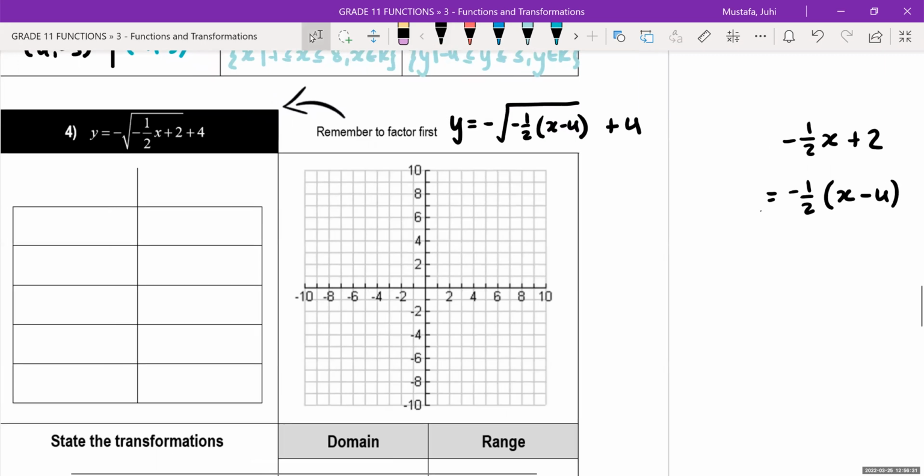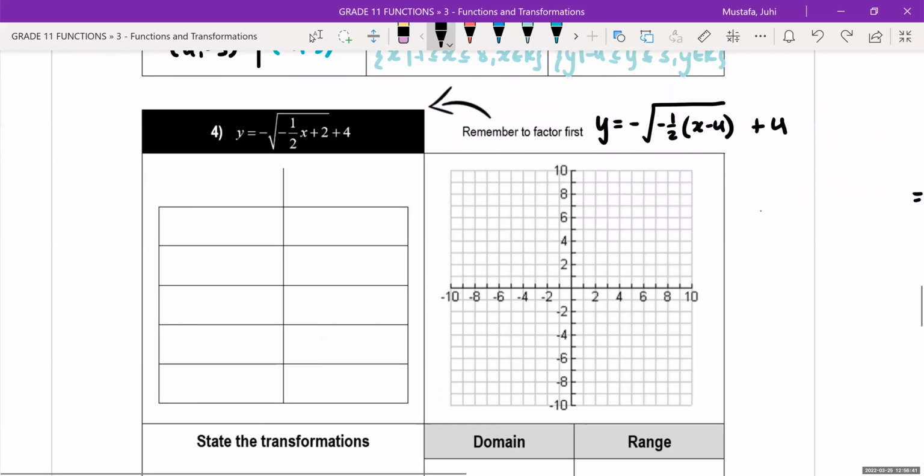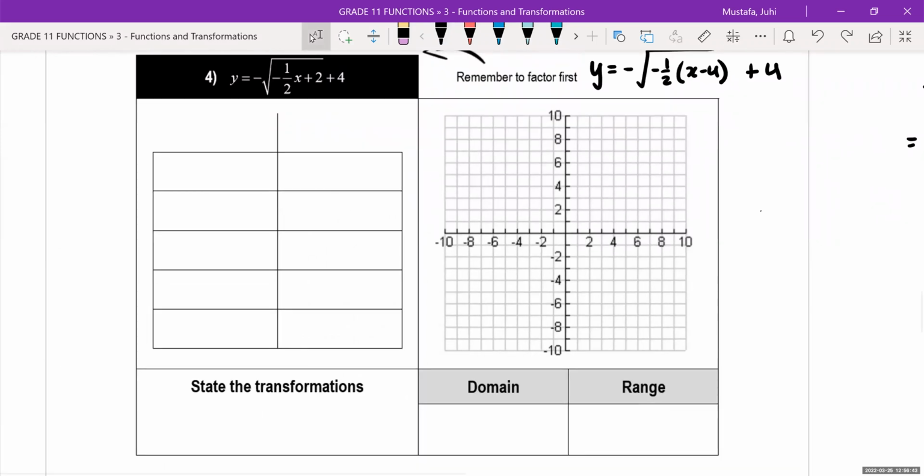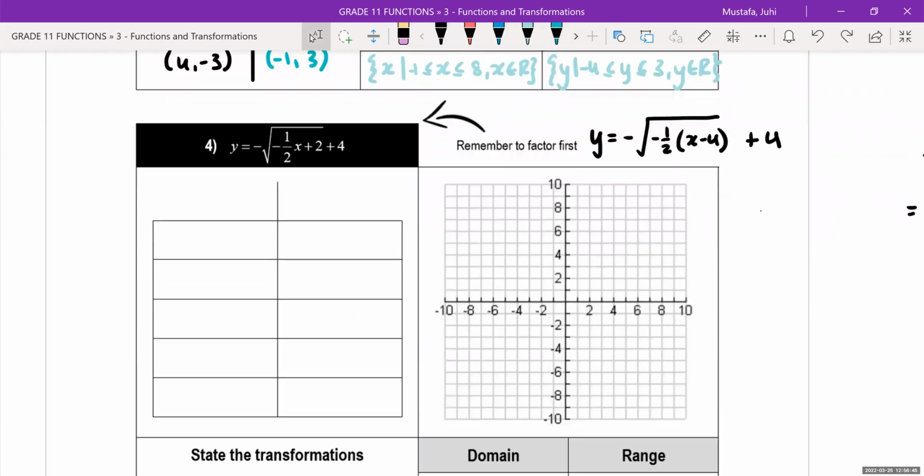Oh yeah, no, it's out of the square root sign. Yes, I know it looks a little tricky, but this positive, oh, I'm using black. That +4 is not underneath the square root sign, so you can't add the numbers together. Good question. All right, before we do anything else, let's just state the transformations.